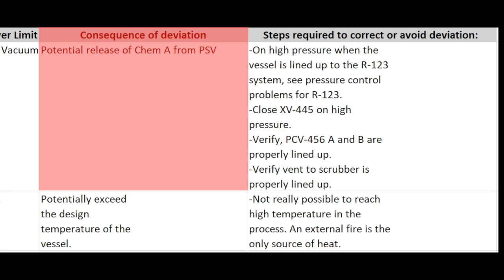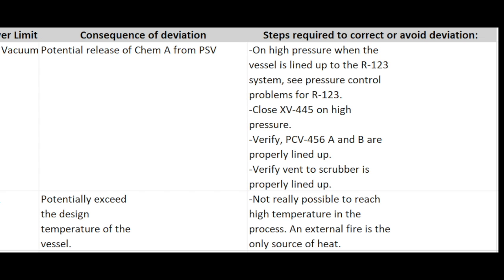From this, if we raise the pressure, we pulled it straight from our PHA. Potential release of chemical A from a PSV. All right? Steps required to correct or avoid. We looked at our operating procedures and our PHA, and we said on high pressure when the vessel's lined up to R123, R123 is probably having pressure control problems. Okay, so that's something that we know. We did say, though, hey, we have an interlock also. Take a look at the system and make sure this is working correctly. It's going to close the XV 445 on high pressure.